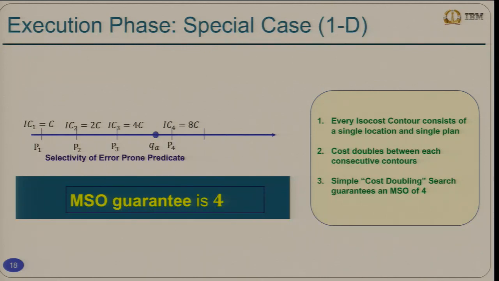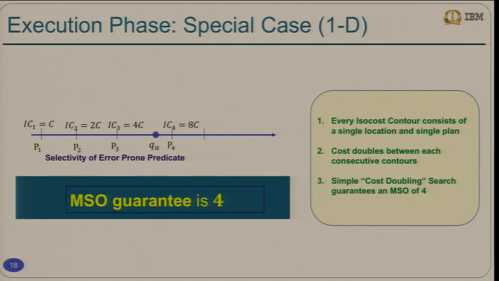Now just to give you an idea of what is going on here, we will consider a very simple case where there is only one error prone predicate, okay. So there is only one, it can go from 0 to 1, right. So let us say C is the minimum cost that you incur for any selectivity, and then you have these plans at every doubling cost, right. And let us say that here QA is your actual query location, right. So what I am going to do is pick the least cost plan and I am going to run that, okay.